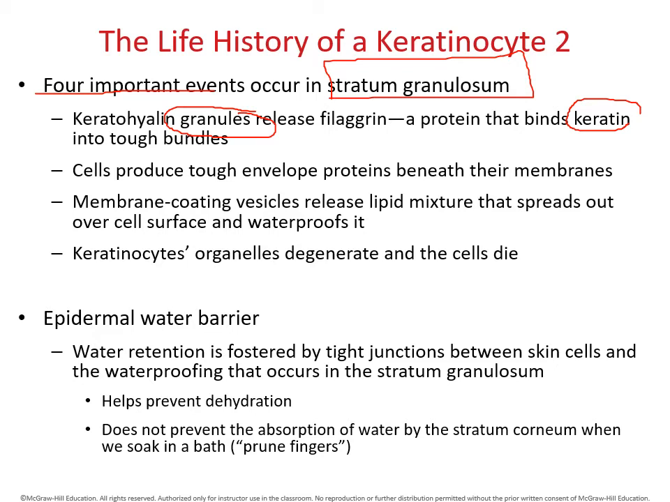It doesn't do it alone, so the keratin can't do it alone. There will also be things like a lipid mixture, a little fat that will come from membrane-coated vesicles that will help out and waterproof the stratum granulosum. Once this occurs, because of the cutoff of nutrients, the keratinocytes will get rid of their organelles, so that's why on the illustration we no longer see the nucleus as prominent, and the cell will eventually die off.